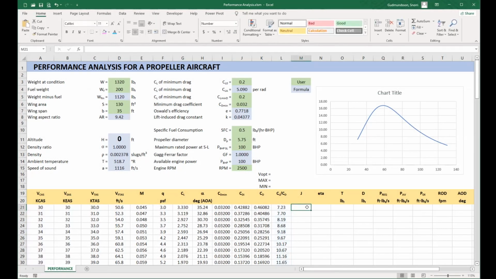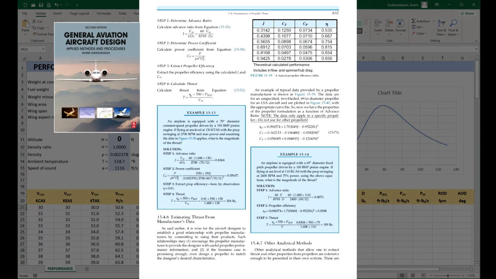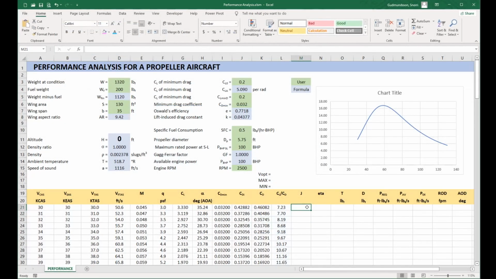Alrighty, let's now calculate the thrust. We do this using the method of sections 14.4.4 of the first edition or 15.4.6 of the second edition. There I present a formula for the propeller efficiency as a function of advance ratio. It is based on data that is typical of that which some propeller manufacturers provide customers. As such, the data only applies to a specific propeller and cannot, I repeat, cannot be used indiscriminately for other propellers. Other propellers have different such functions.